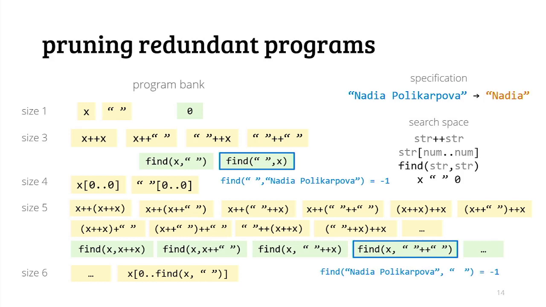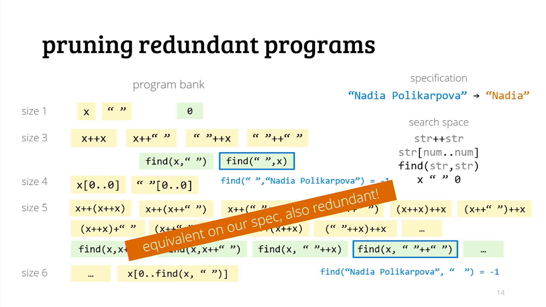But the big idea, and this is what is called observational equivalence, is that from the point of view of our synthesis problem, we don't care about any other inputs. We only care about what these programs evaluate to on the input that's given in the specification, right? Because think about it, if this program doesn't satisfy the spec on this input, the other inputs are not going to make a difference.